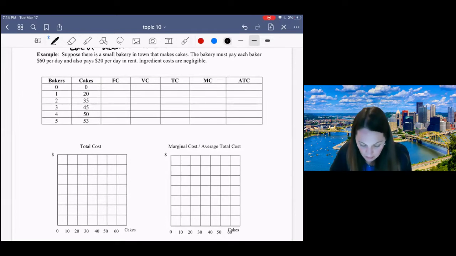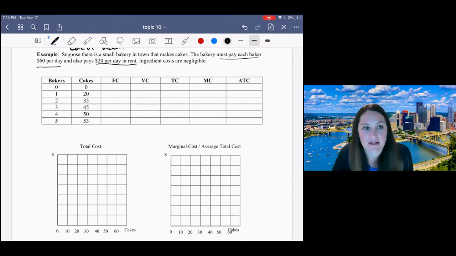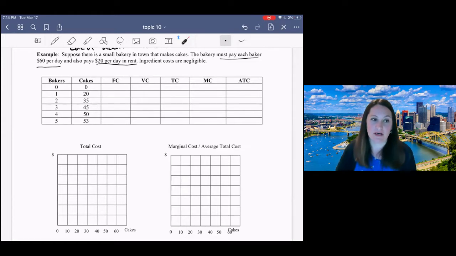So in this example, we've got a small bakery, and that bakery has 2 different costs. A variable cost, which is the amount that they pay each baker, and a fixed cost, which is their rent. Now, remember back to the last video, variable inputs vary with production. So if I want to produce more cakes, I'm going to have to hire more bakers. Fixed costs do not vary with production. Okay, so no matter how many cakes I produce or however many bakers I hire, my rent is always the same.